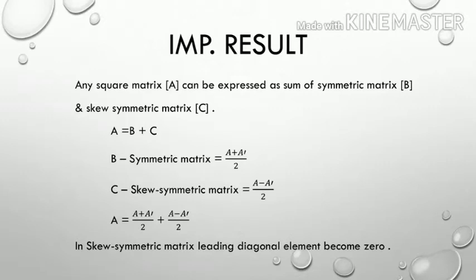Symmetric matrix is equal to matrix A plus transpose of matrix A divided by 2. Skew symmetric matrix is the difference between matrix A and its transpose divided by 2. For any skew symmetric matrix, leading diagonal elements become 0. Symmetric matrix is equal to A dash and skew symmetric matrix is equal to minus A dash.